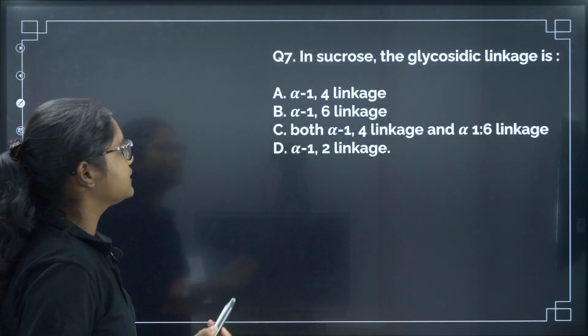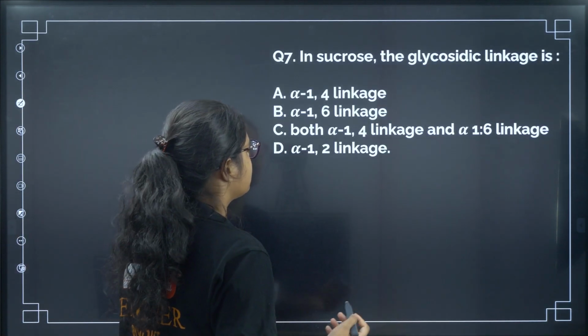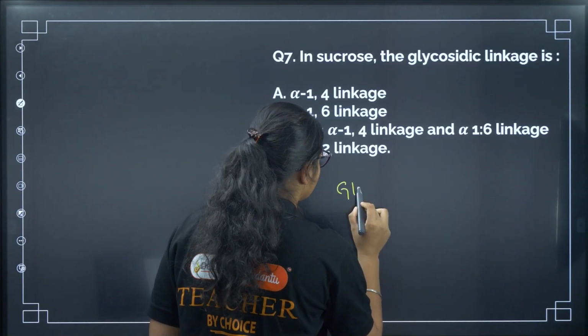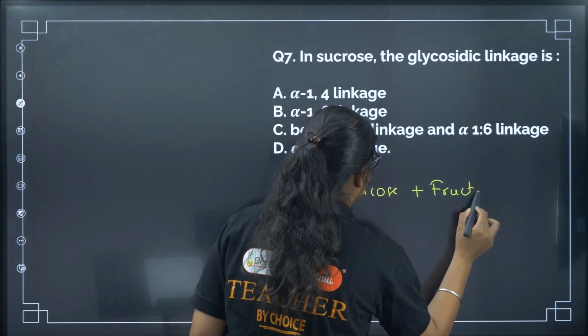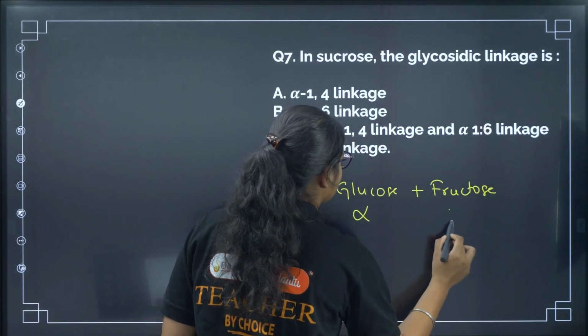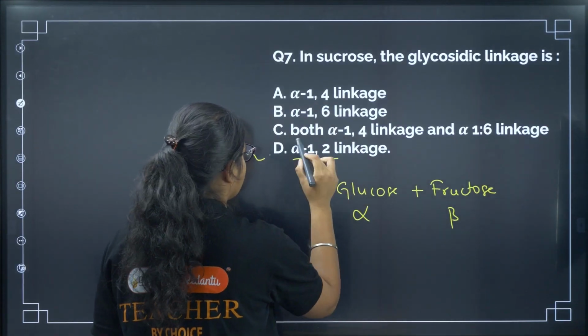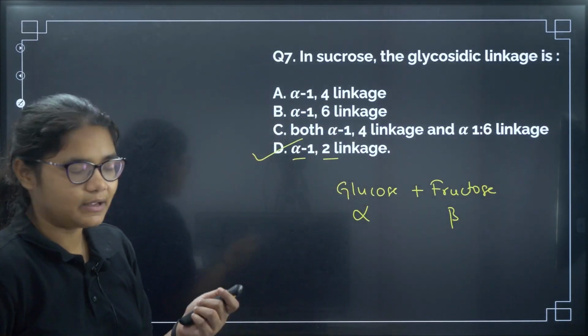Next one, in sucrose, the glycosidic linkage is between... In sucrose, the monomer units are glucose and fructose. So we have alpha and beta, so alpha 1, beta 2 linkage. So the correct answer is option number D.